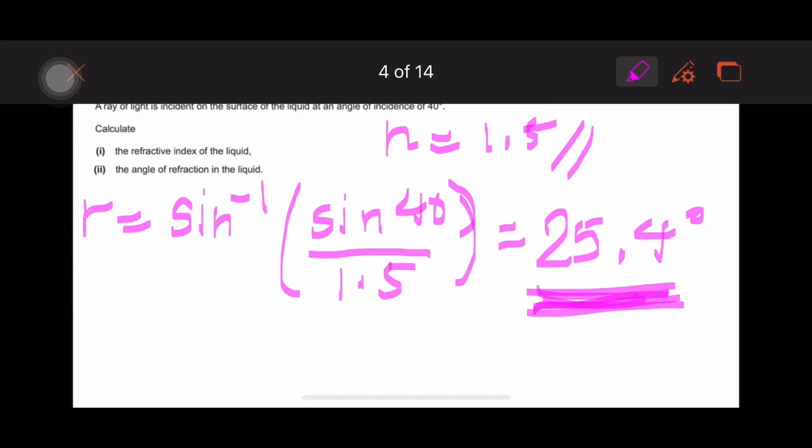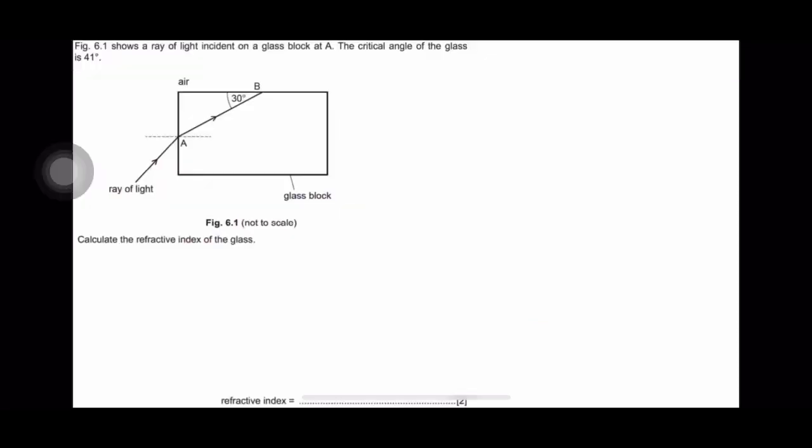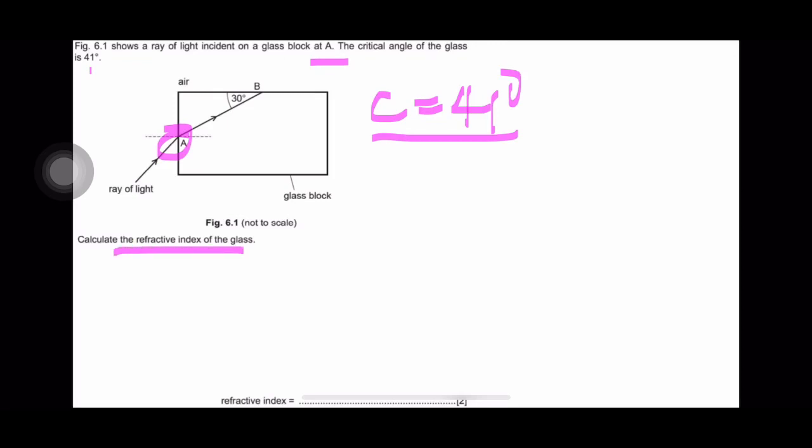Okay, so that's for the first problem. Next problem. Figure 6.1 shows a ray of light incident on a glass block at A. This is A. The critical angle of the glass is 41 degrees, so C is equal to 41 degrees. Calculate the refractive index of the glass.